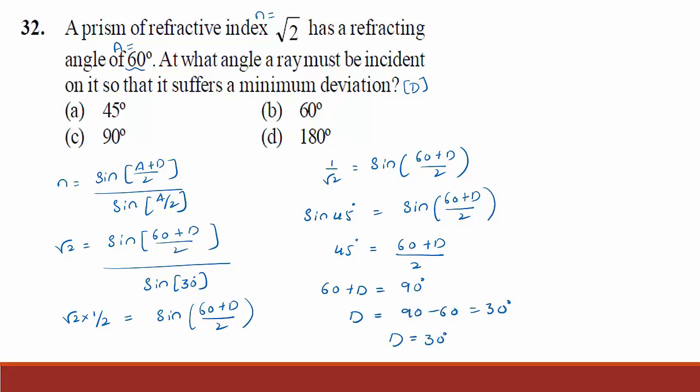Now we have to find the angle of incidence. We know that I equal to (A plus D) divided by 2. This equation we can use. Substitute the value: I equal to A is 60 degree plus 30 degree, the D value, divided by 2. So I equal to 60 plus 30, which is 90, divided by 2. So the angle of incidence we will get is 45 degree. So at 45 degree the ray must be incident so that it suffers minimum deviation. So option A is right.